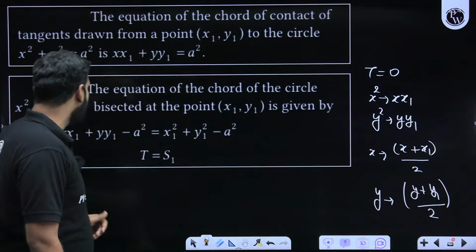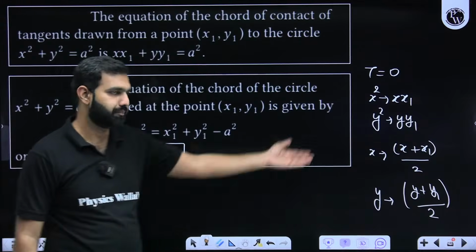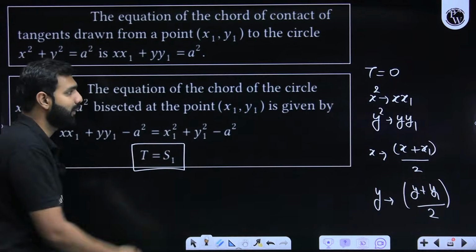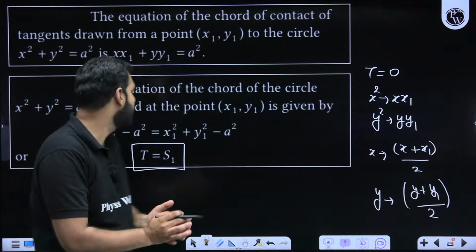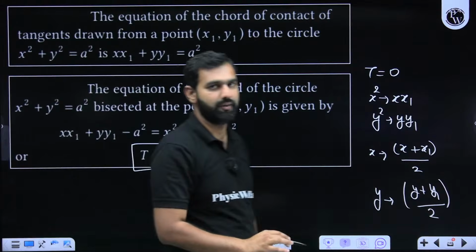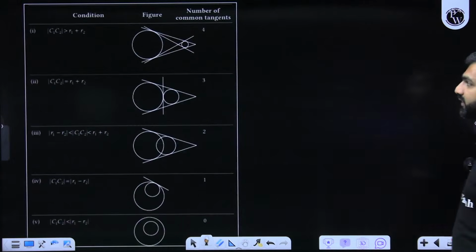Now, here, let's say I write T equals S1. How do you write T? This is your T. S1 means the power of that point with respect to the circle. So T equals S1 gives you the equation of the chord which is bisected at a point (x1, y1). This is something you all have studied in coordinate geometry and we are just revising it.